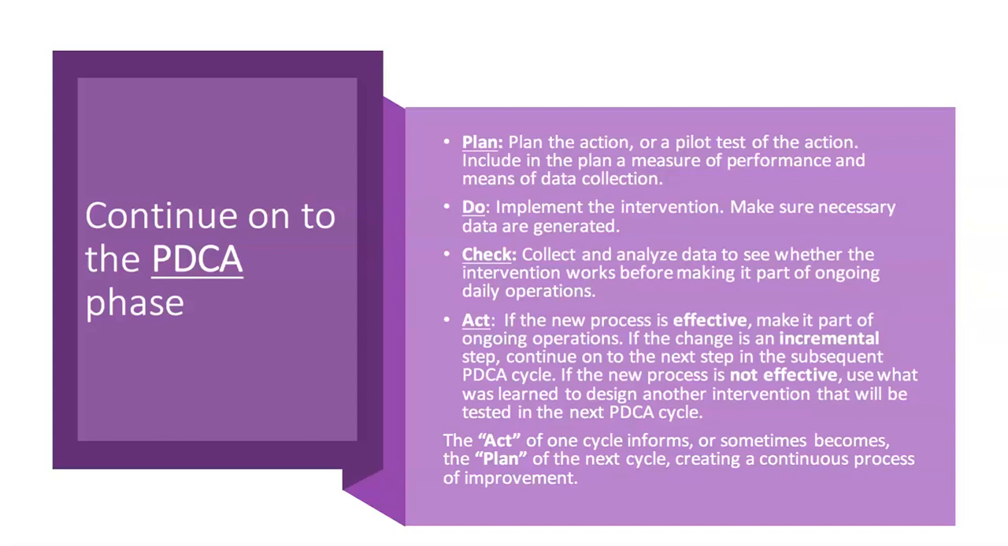That's the act phase. Don't be afraid that if your process is not effective, take what you learned and keep moving forward until you get it right. And sometimes there's layers, so you'll have to do something first. Maybe you'll have to put a data collection system in place first. And then secondly, you have to change one act part of the process, and that's good. Now you have to change another part of the process. So it's really a continuous process, and sometimes your act phase becomes your plan phase.